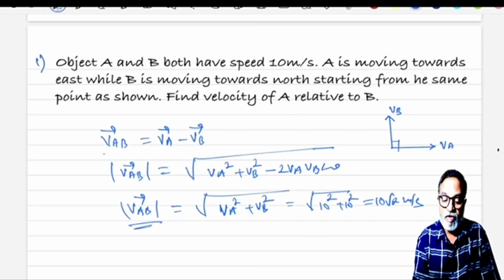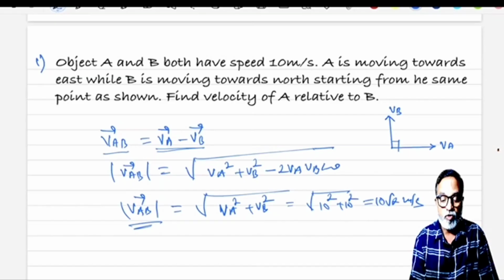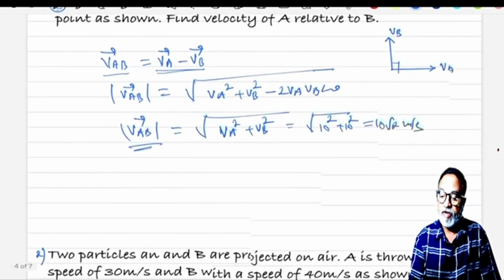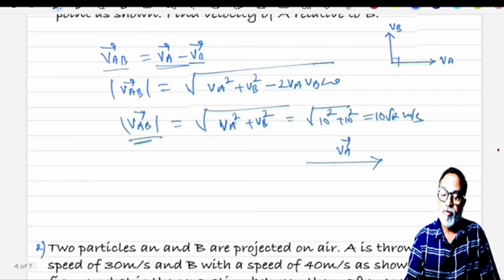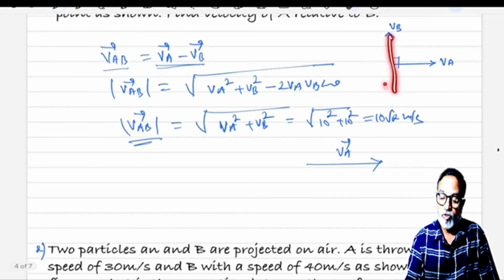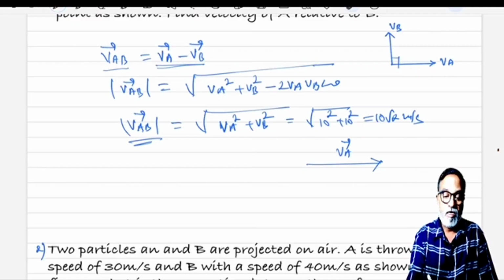Here, velocity of A with respect to B means VA bar minus VB bar. Means for vector VA bar, I have to add a minus VB bar. So here, draw the vector VA. This is VA bar. Minus VB bar means opposite to this one. But in vector addition, we have to add by the head and tail method. Therefore, minus VB should be added to VA.